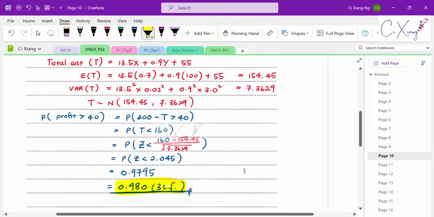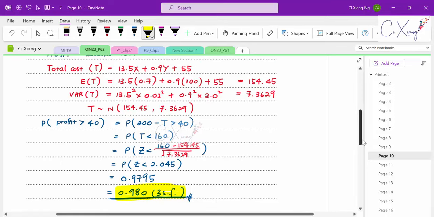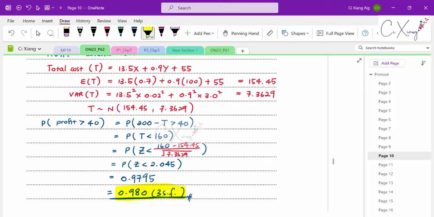So this is how I answer the question here. For me, I am taking T, the total cost, as the main object, and then we are trying to standardize from the T. Therefore I get the mean for the T and also the variance for the T first. Alright, so this is how we solve question number 6.